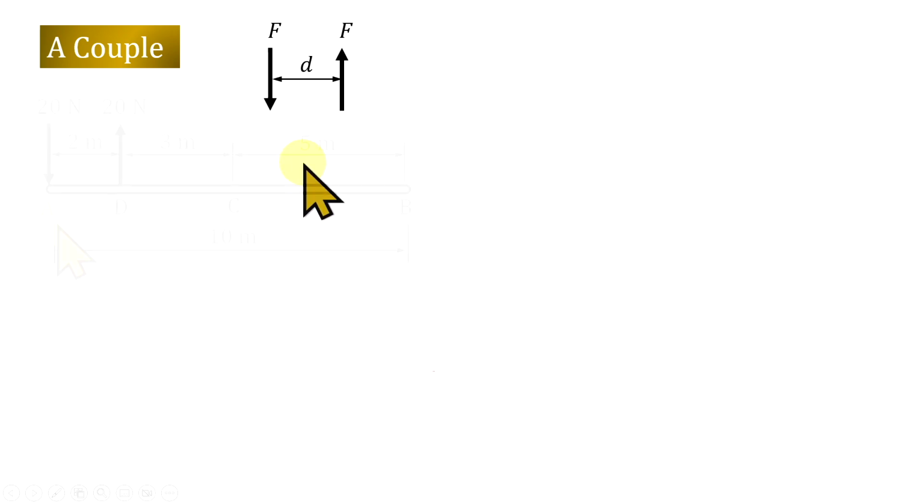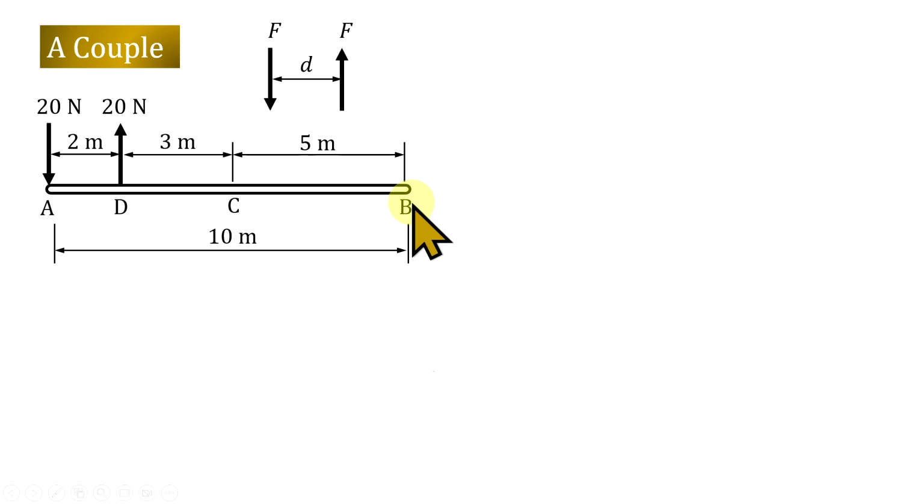So here is a couple. There is a couple acting on the rod because these are two equal opposite parallel forces acting on the rod. Now what is total force acting on the rod? Obviously 0. Now what is total moment acting on the rod?